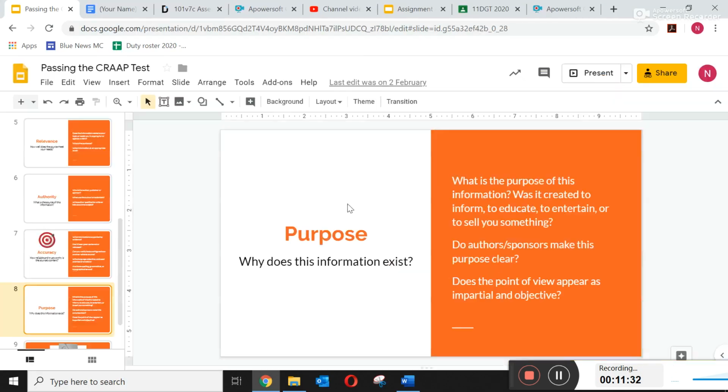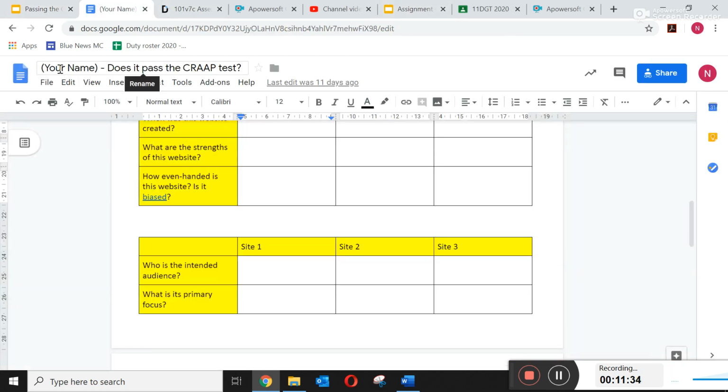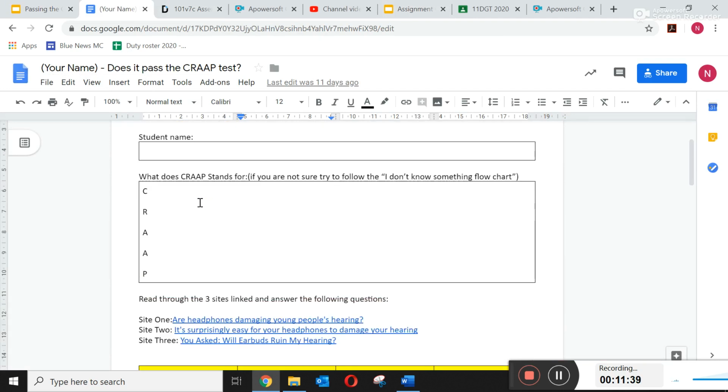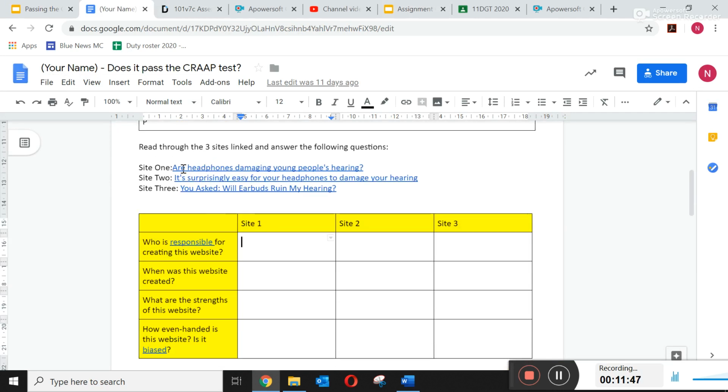Cool. So what I want you to do is fill out your full name up here, and then I'm just going to walk you through quickly. You're going to put your full name here. You're going to write what CRAAP stands for. You can check the slides again. And then you're going to look at 3 sites. And for each site, you're going to mention who is responsible for creating this website. Often you'll go in a website and it'll say written by so-and-so. That's who is responsible for this website. When was this website created? Look for a date.